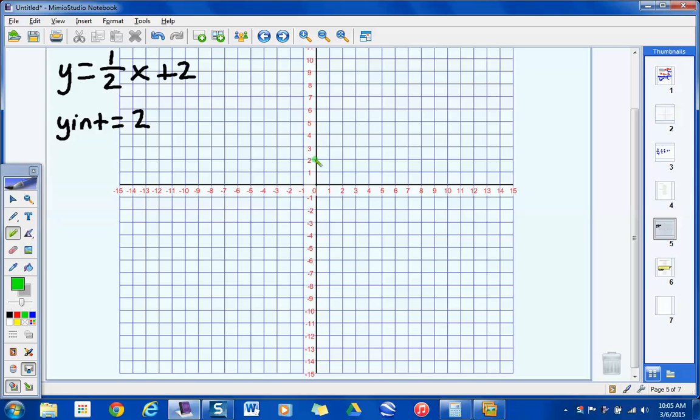What's Rule 2 say to do then? It says from the what? Y-intercept. From the y-intercept, do your rise over run. Well, what the heck is my rise over run, or definition? That defines the slope, doesn't it?